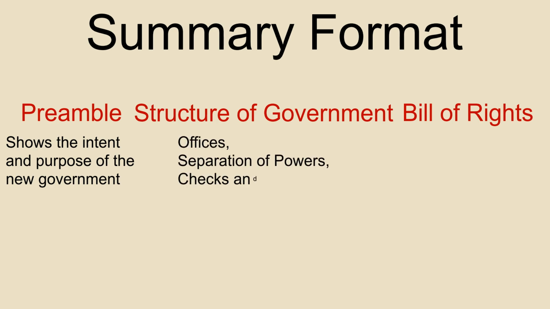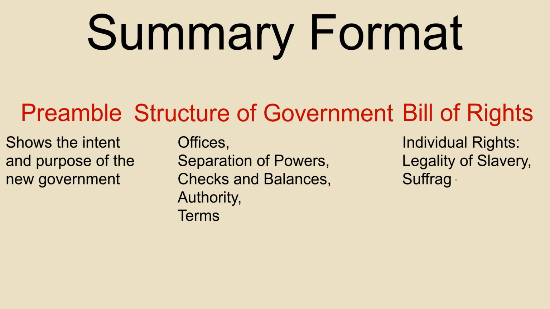The structure of government sections describe the offices, separation of powers, checks and balances, authorities, and terms within the state governments. The relationship between the government and the people sections describe the rights of individuals, whether or not slavery was legal and how it was regulated, and who had suffrage explicitly protected. The primary sources are the official constitutions created and ratified by each of the states respectively.